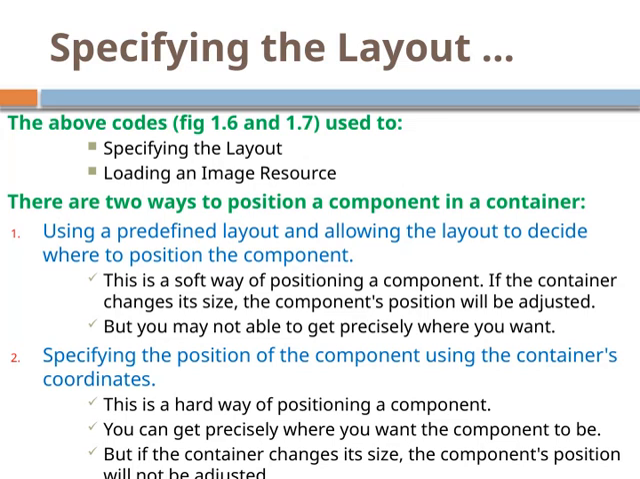Let's talk about specifying the layout. The codes shown in figures 1.6 and 1.7 are used for two main purposes. First, for specifying the layout, which helps us determine how components are arranged inside a container. And second, for loading an image resource into our application. Now, when it comes to positioning components, there are two common approaches. The first is using a predefined layout. This allows the layout manager to decide where each component goes. It's a soft, flexible way of positioning, meaning if the container's size changes, the components will move accordingly.